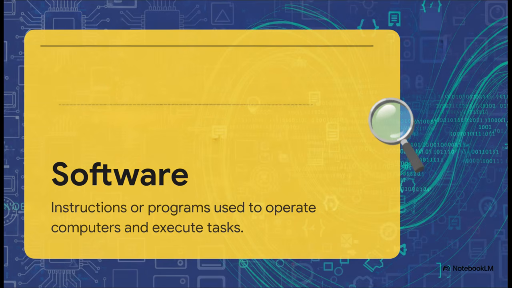And for our final spin of the round, we land on software. If hardware is the physical equipment, software is the invisible set of instructions, data, or programs used to operate those computers and execute tasks. It's literally the code, written by programmers, that tells the physical machinery exactly what to do and when to do it.